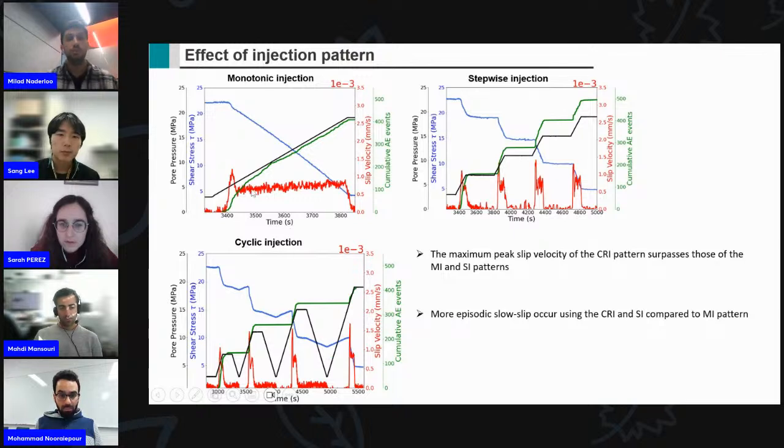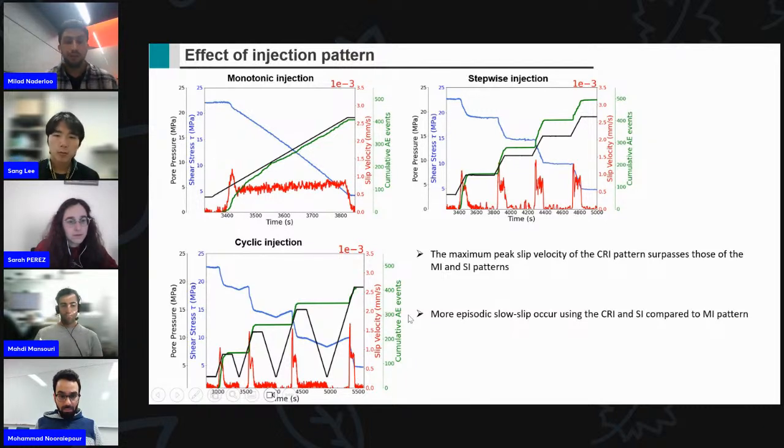The red one shows slip velocity, which says how fast your fault is moving. It's really important: if it moves faster, then you have a bigger earthquake, and if it moves slower, then you have a small earthquake. In the monotonic one, we have acceleration in slip velocity, and then it gets constant or stable. But in the other ones, we see an episodic number of slow slips, or let's say nucleation of earthquakes, which we don't want.